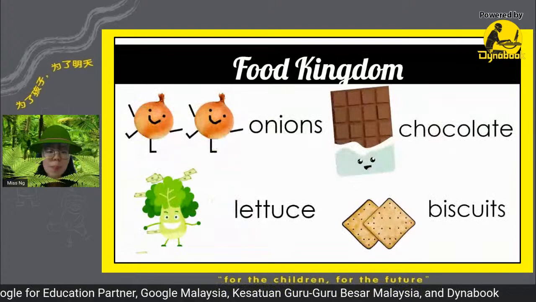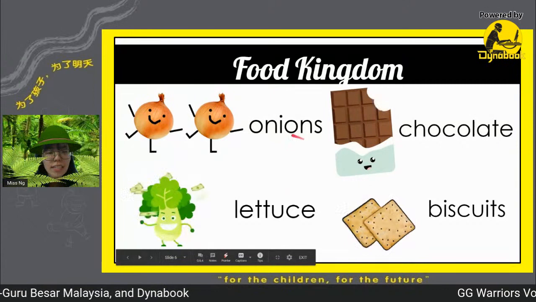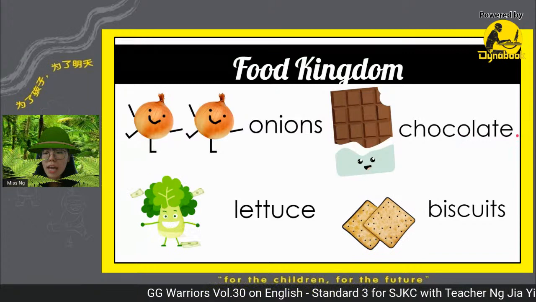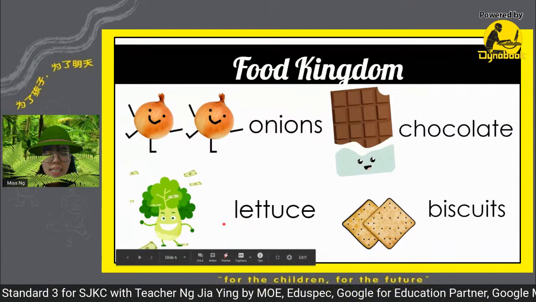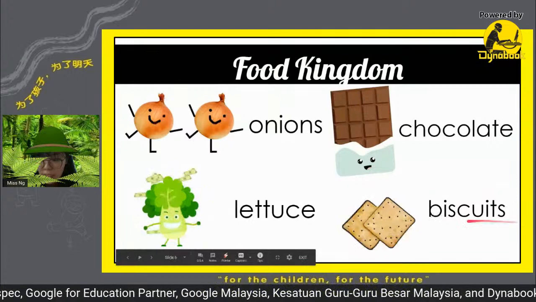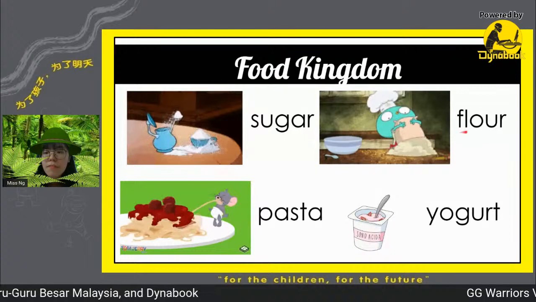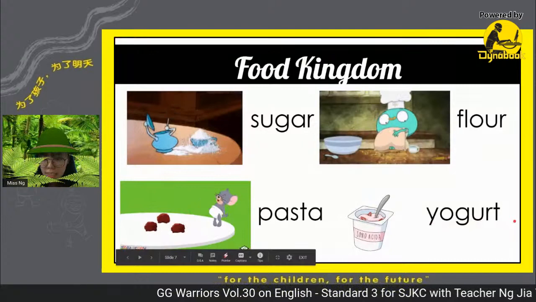We have onions, everyone? You can say it together with me. These are onions. And we also have chocolate. Next, we have lettuce. Everyone, can you say it together? Lettuce. And next, we have biscuits. And next, we have sugar, flour, pasta, and also yogurt.